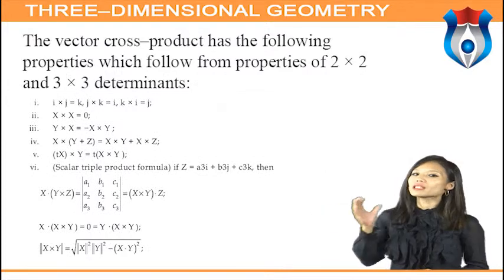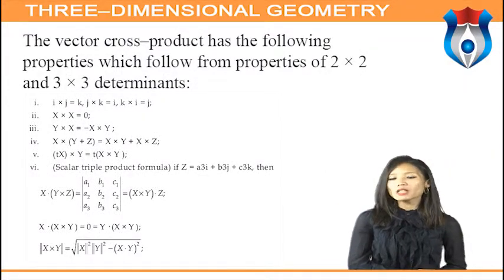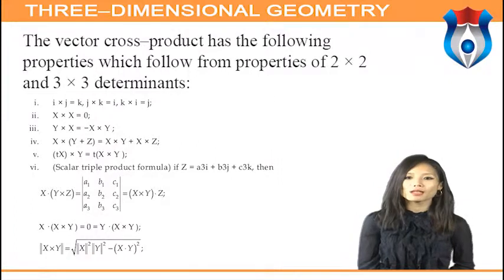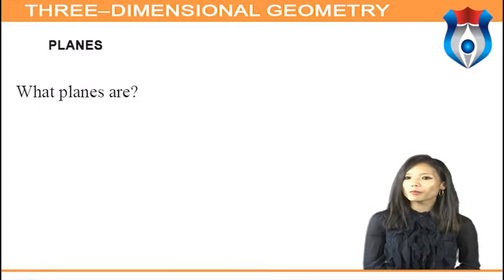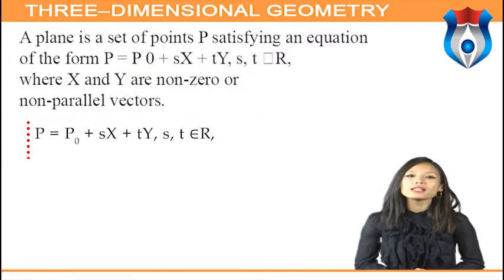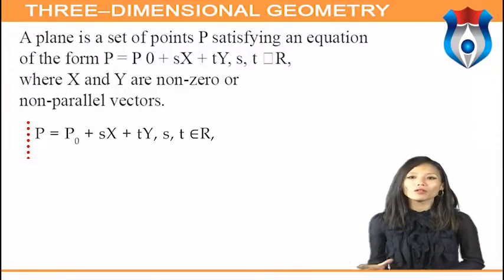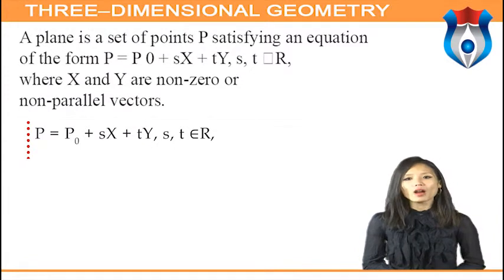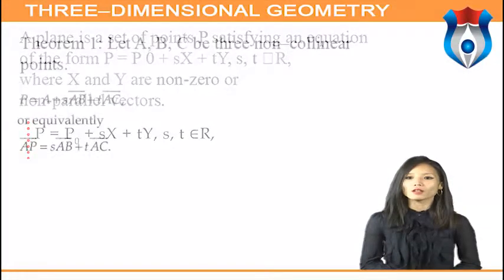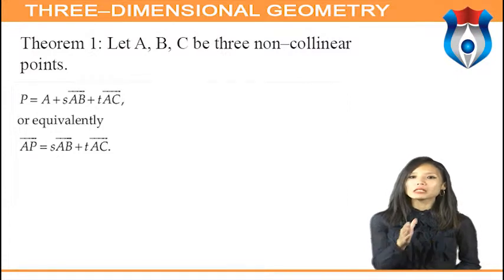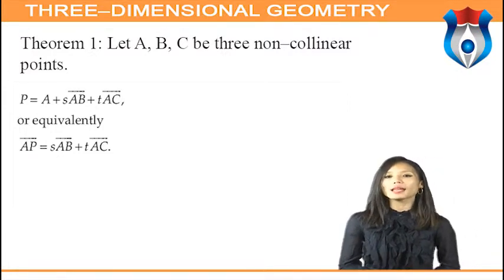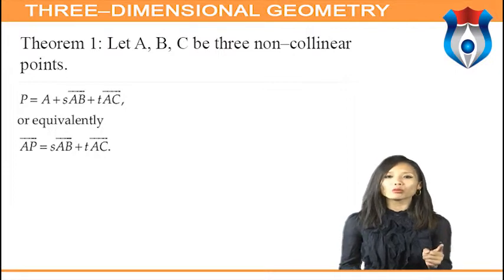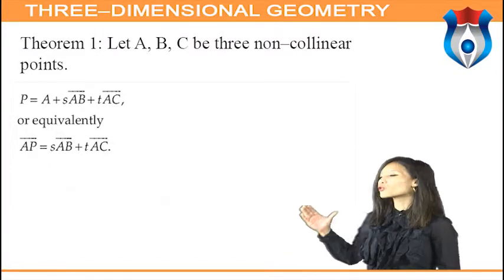The vector cross product has the following properties which follow from properties of 2 by 2 and 3 by 3 determinants. What are planes? Let me tell you about it. A plane is a set of points P satisfying an equation of the form P equal to P0 plus Sx plus Ty. Here S and T belong to the set of real numbers, where x and y are non-zero and non-parallel vectors. Theorem 1. Let A, B, C be three non-collinear points, then there is one and only one plane through these points, namely the plane given by the equation. Further, you can see on screen.